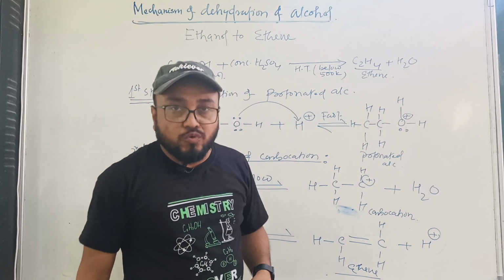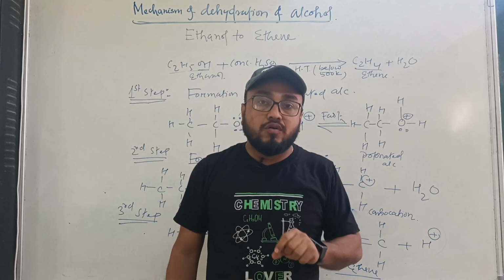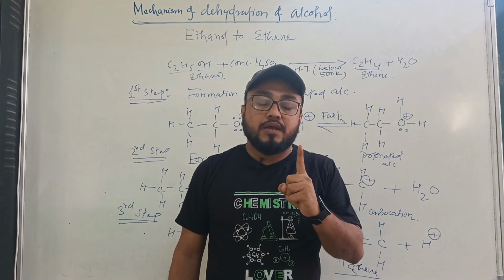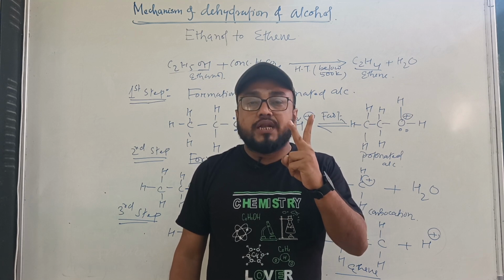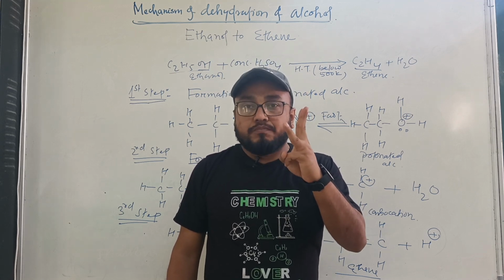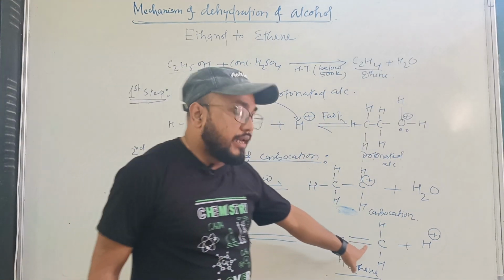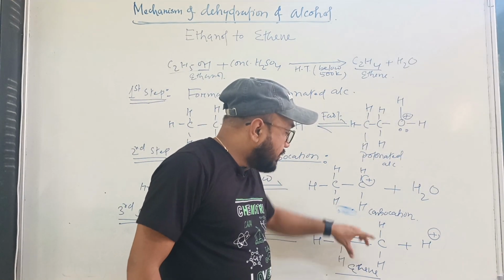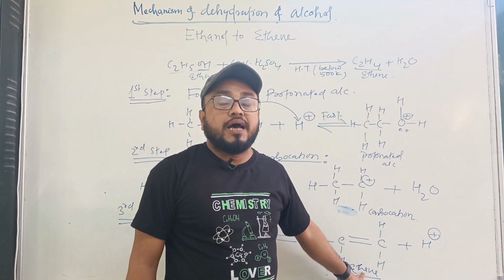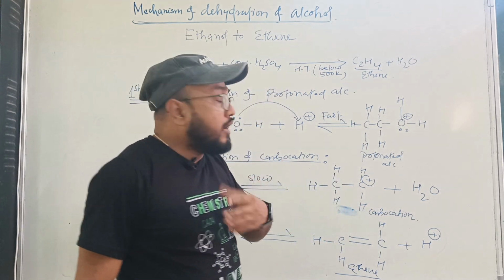I am going to conclude here. There are 3 steps involved in the mechanism of dehydration of alcohol. In the first step, we form protonated alcohol. In the second step, from protonated alcohol we form carbocation, and in the third step, by the elimination of one proton, alkene is formed. Alkene means a double bond between 2 adjacent carbon atoms. That means ethene is formed. Understood everybody clearly? I am going to explain in Hindi also.